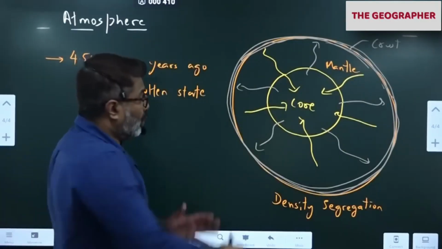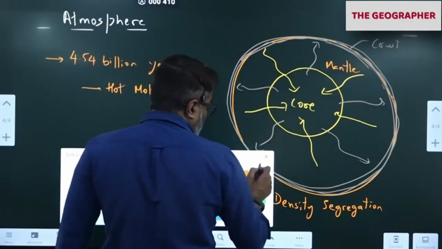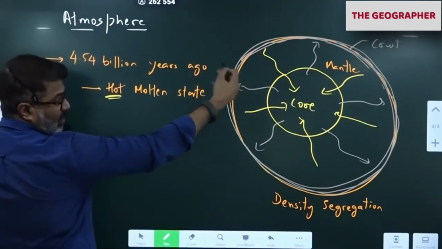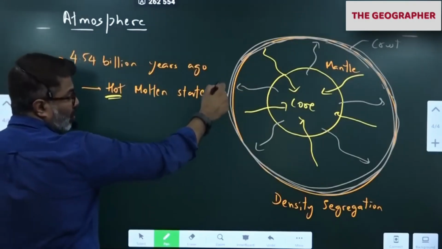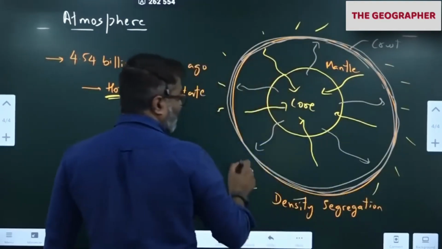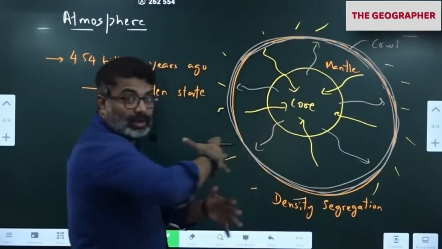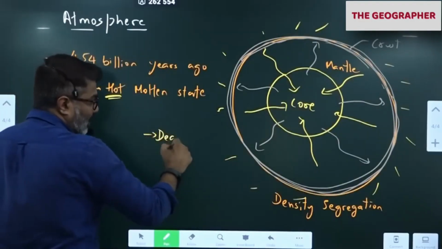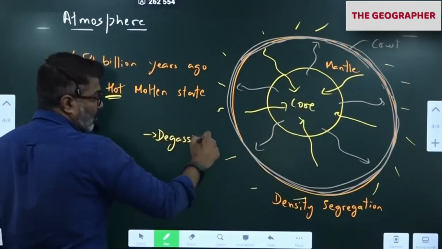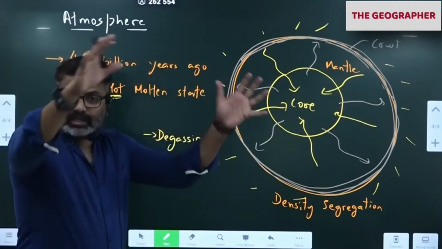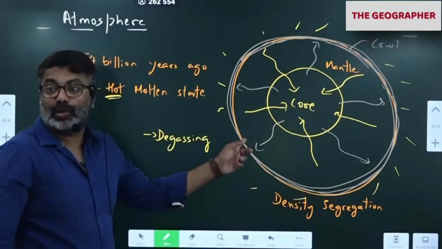Correct? During this process, the Earth started to cool. Initially it was hot, and because of that heat, segregation happened. Slowly the Earth started to cool. Which part will cool first? The outer part will cool first. When the outer part cools, a lot of heat is released. Degassing takes place. Degassing is a cooling process through which our planet's outer layer starts cooling.